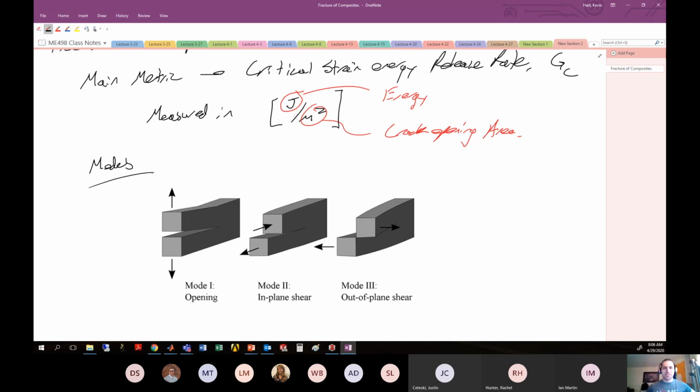And then mode number 3 is the trouser tear. So it's like ripping a piece of paper. It's the out of plane shear. The loads are not in the same direction as crack propagation. So those are the three modes.